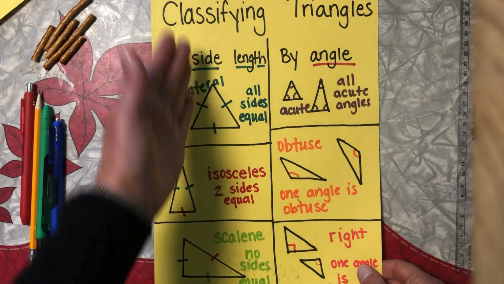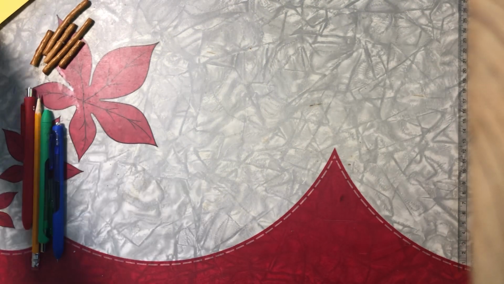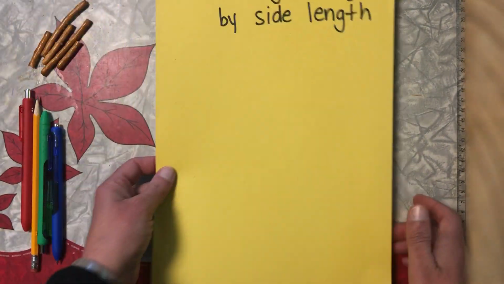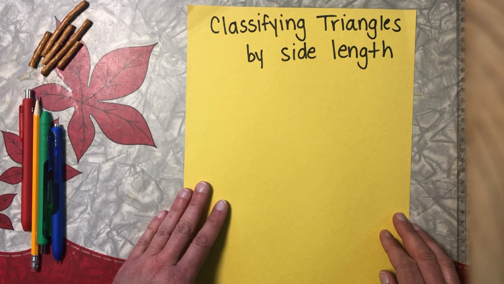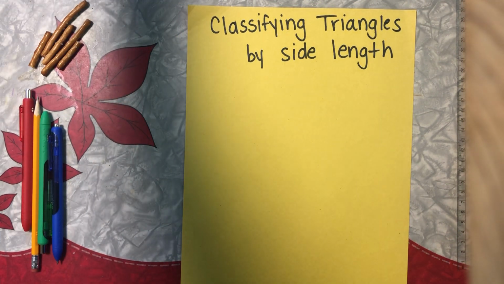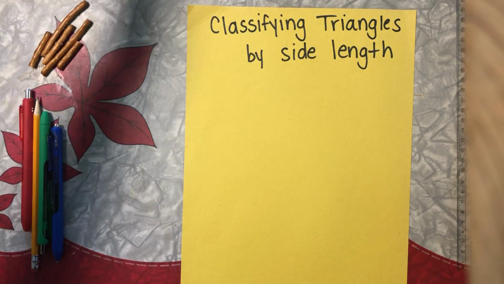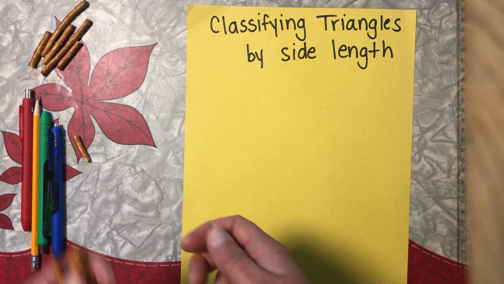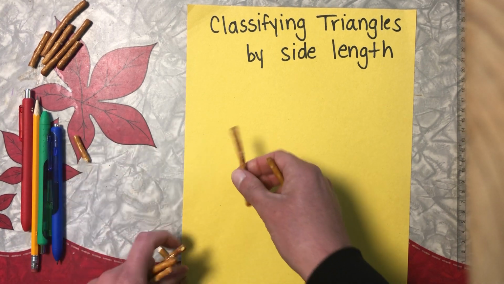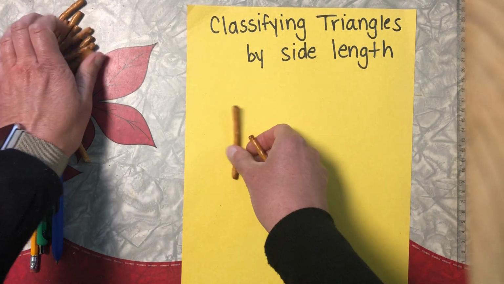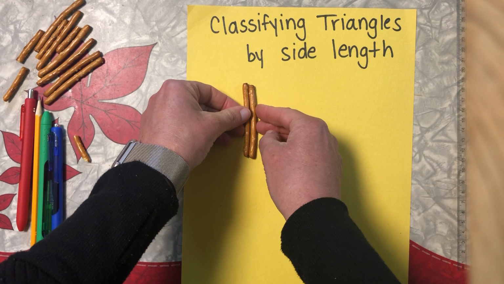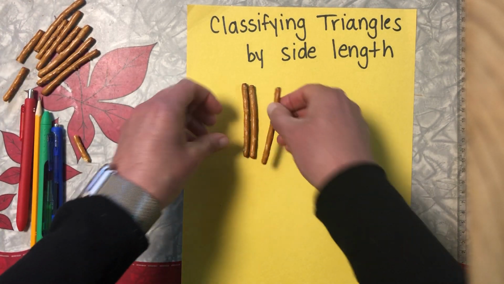Well, let's make a few triangles by side length. And the way I'm going to do this is I raided my pantry, and you're welcome to do this too. This is just kind of a fun way to play with your food and make triangles. One of the things that I did was I got some pretzels. I love pretzels. And I love these little stick pretzels because they're exactly the same length. Now, you could use veggie straws if you wanted to.